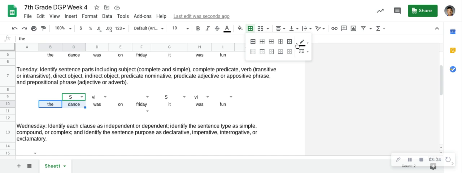So we have a single underline. Remember, we click on our waffle. Make sure it's on single underline and do the bottom box. And then it should appear for you. So if that's the complete subject to that part, where does our complete predicate begin and end? So I'm hearing that it ends on fun and it ends on Friday.